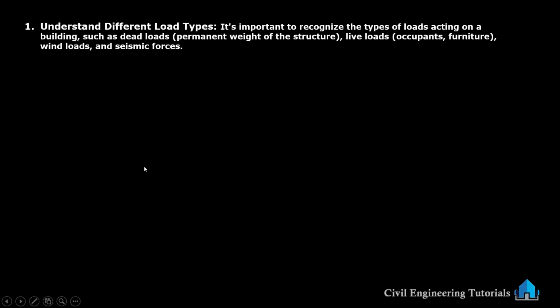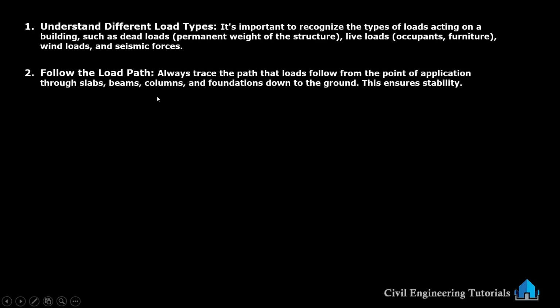Understand different load types. It's important to recognize the types of loads acting on a building, such as dead loads, permanent weight of the structure, live loads, occupants and furniture, wind loads, and seismic forces. Next, follow the load path. Always trace the path that loads follow from the point of application through slabs, beams, columns, and foundations down to the ground. This ensures stability.